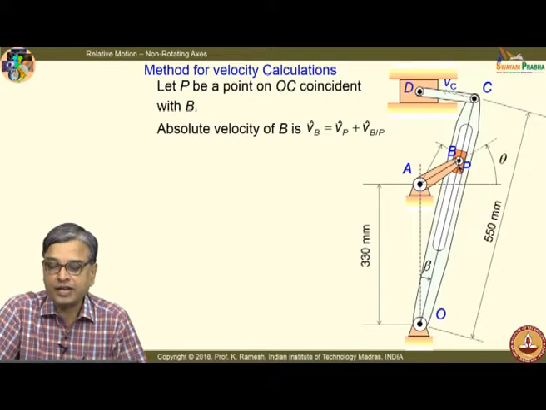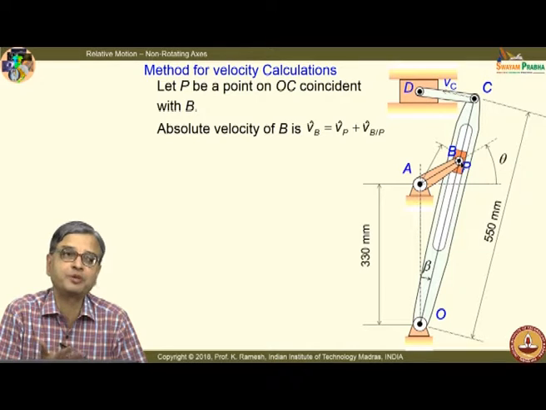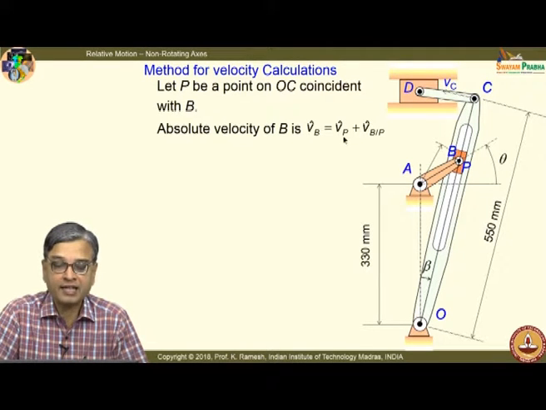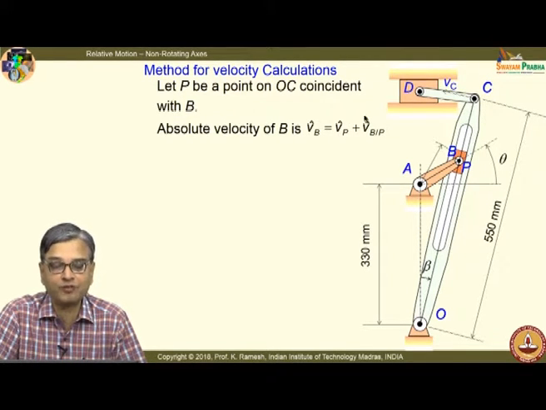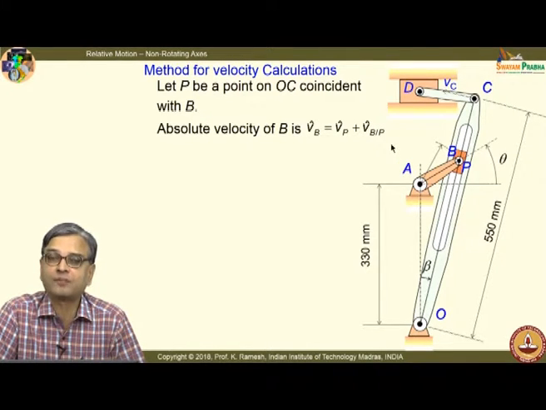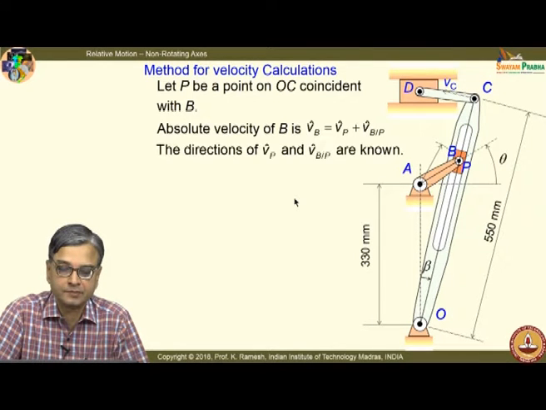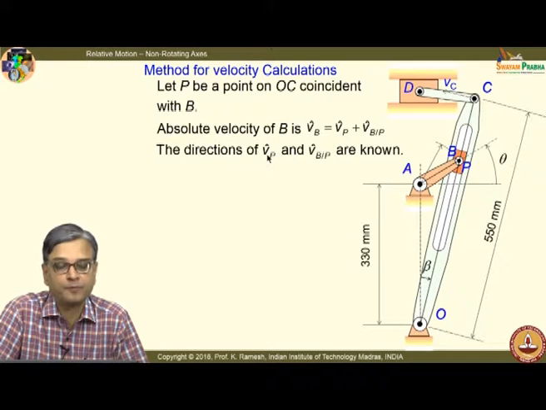And can you find out the absolute velocity of B? You have the absolute velocity of B because the crank is rotating at a particular angular velocity. You know that completely. And I can say what is the direction of V_P. I can also say what is the direction of this relative velocity component. All that is known. So, the problem is amenable for solution. That is what is stated here. The directions of V_P and V_BP are known.